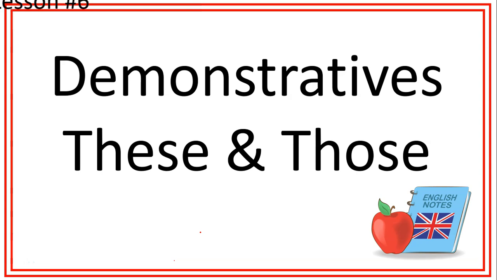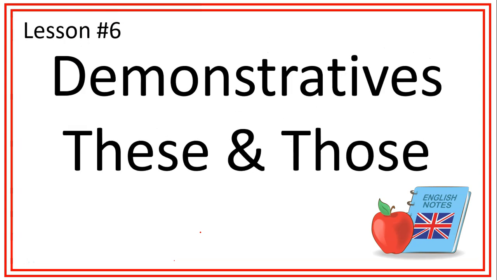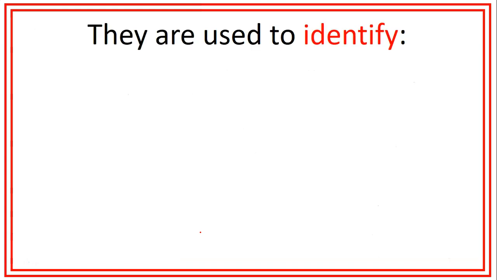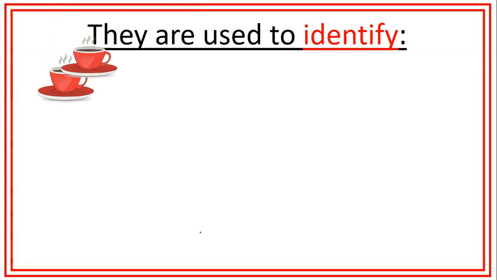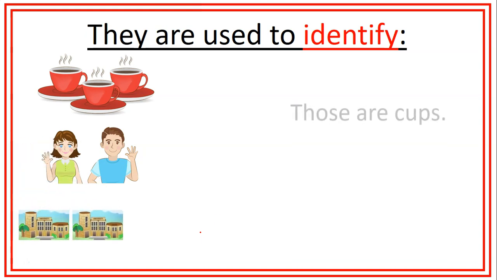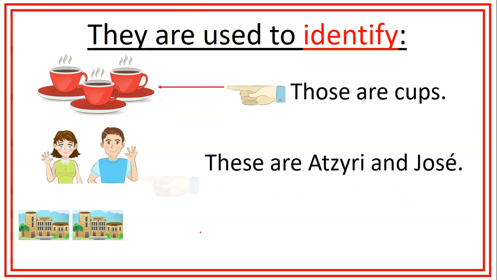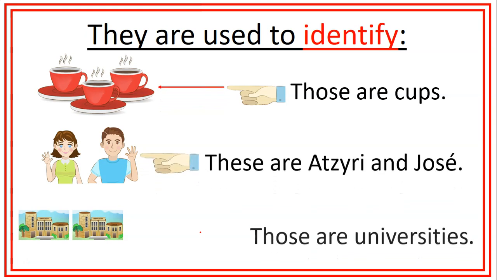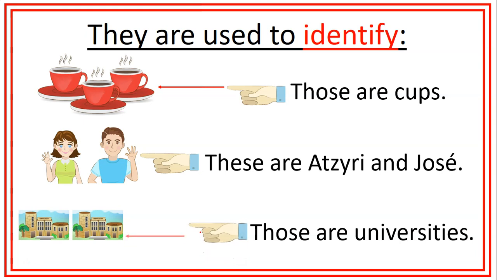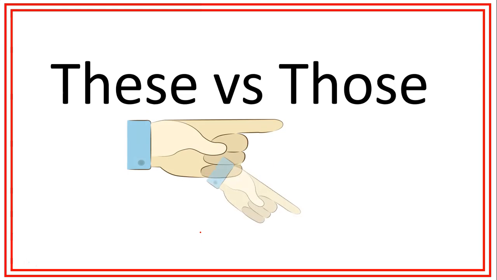Today we will check lesson 6, demonstratives, these and those. So let's get started. Now we use the demonstratives these and those to identify objects, people, or places in plural. For example, those are cups, these are at City and Jose, or those are universities, okay? So now let's see how they work.